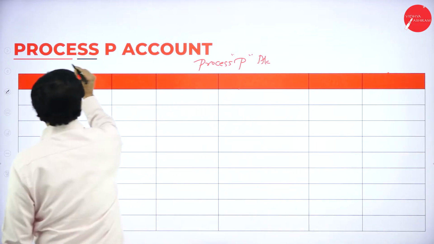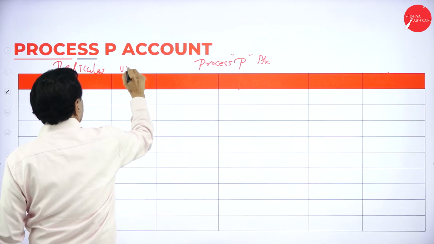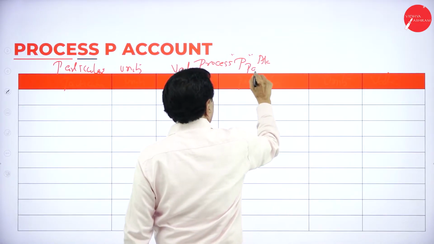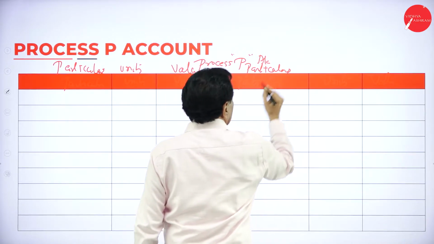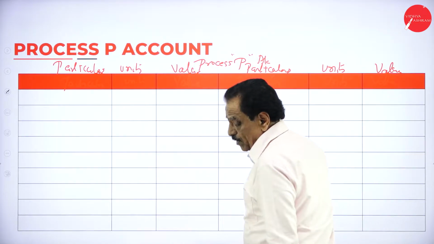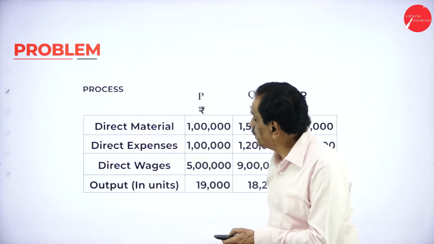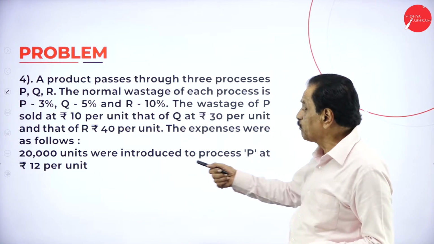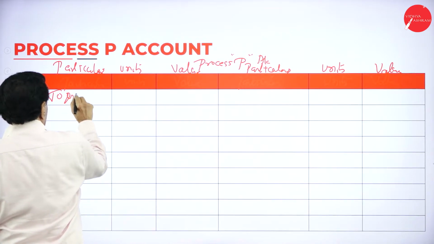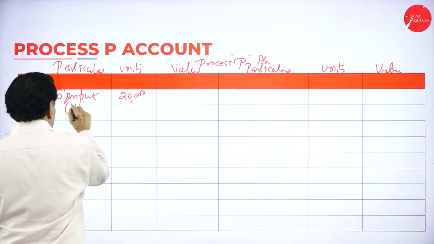Here, particulars, units, value. How many units have been introduced? See that? 20,000 units at rupees 12 per unit. To input, we have introduced 20,000 units at rupees 12.